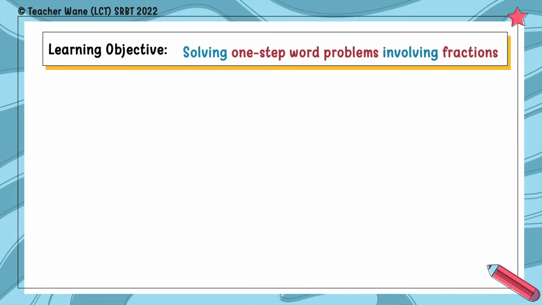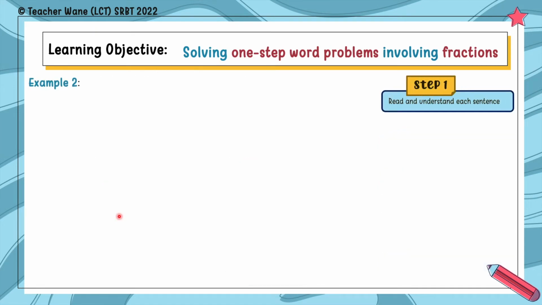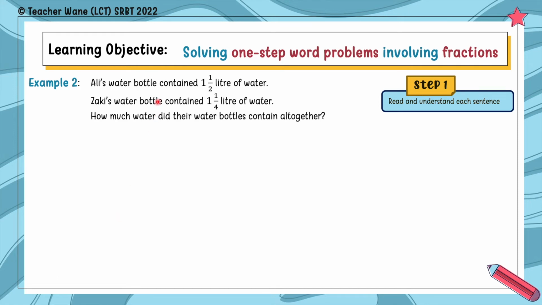Okay, so let's look at example 2. Remember step number 1, we need to read and understand each sentence. Ali's water bottle contained 1 out of 2 liter of water. Zaki's water bottle contained 1 out of 4 liter of water. How much water did their water bottles contain all together?